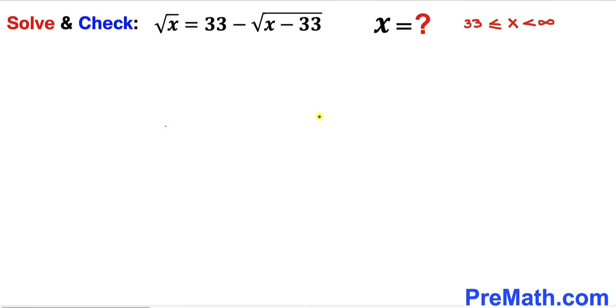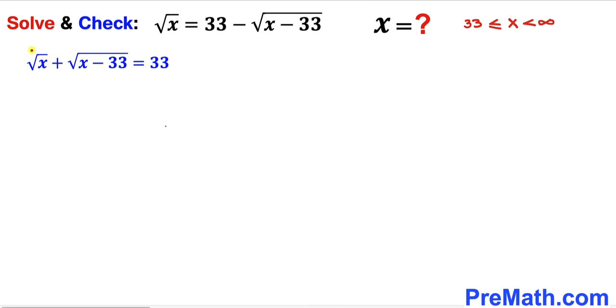Let's go ahead and get started and let's focus on this given radical equation. I'm going to move this radical part to the left hand side. So once we move this one, that is going to give us square root of x plus square root of x minus 33 equals 33, as you can see in this next step.